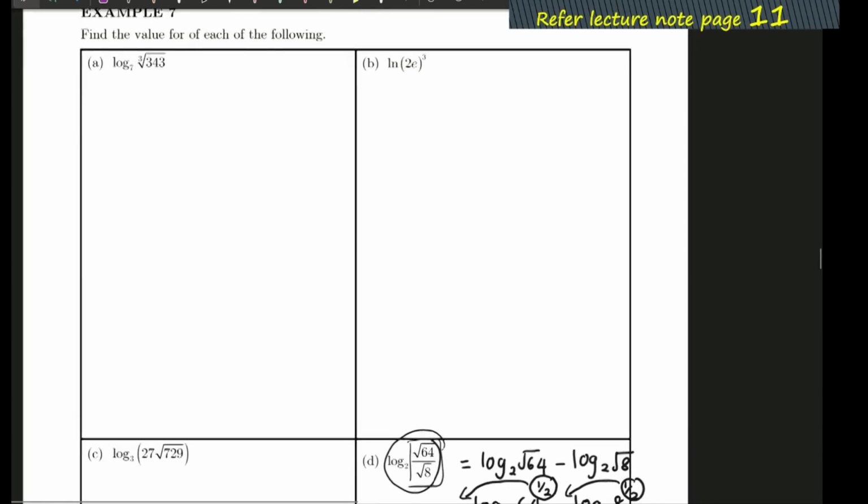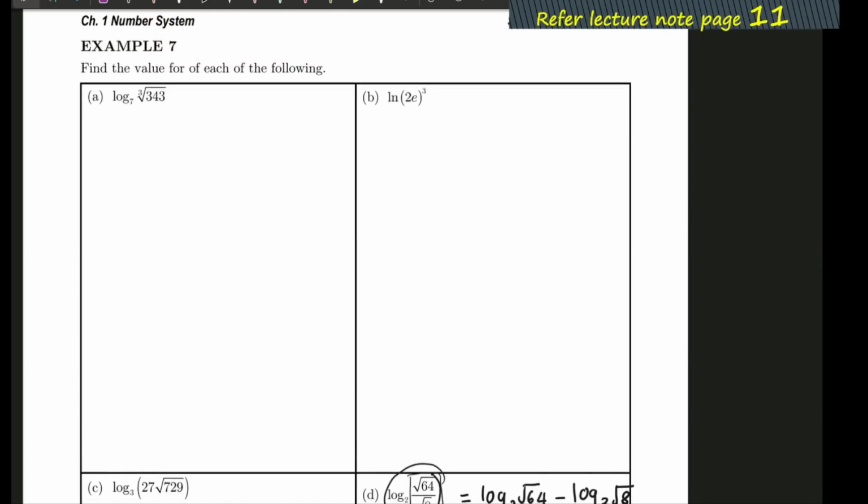Now we try to solve B, which is log base e, ln. Ln is the natural log, which we can calculate from the calculator if it involves numbers. Okay, so ln of 2e to the power of 3. From our law of log, when there is a power of something, we can drag it to the front. So it will become 3 ln 2e. Okay, that's the first step. And then when it involves multiplication of two numbers or two variables, from the law of log, we can convert it to addition of two different logs, right?